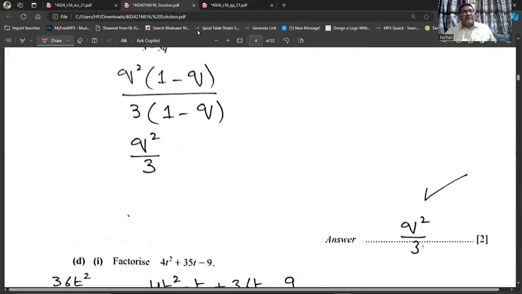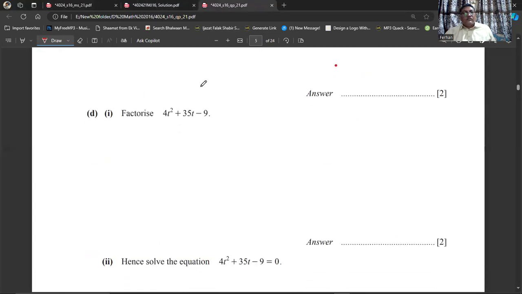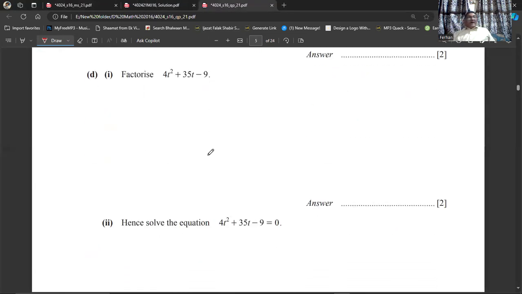Okay, this is my solution. Question number 2 is the D part. It says factorize: we have 4t square plus 35t minus 9.